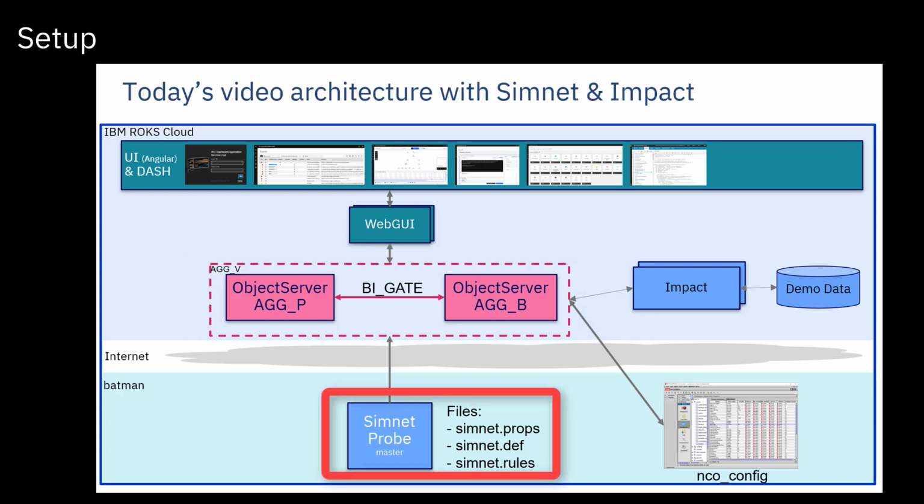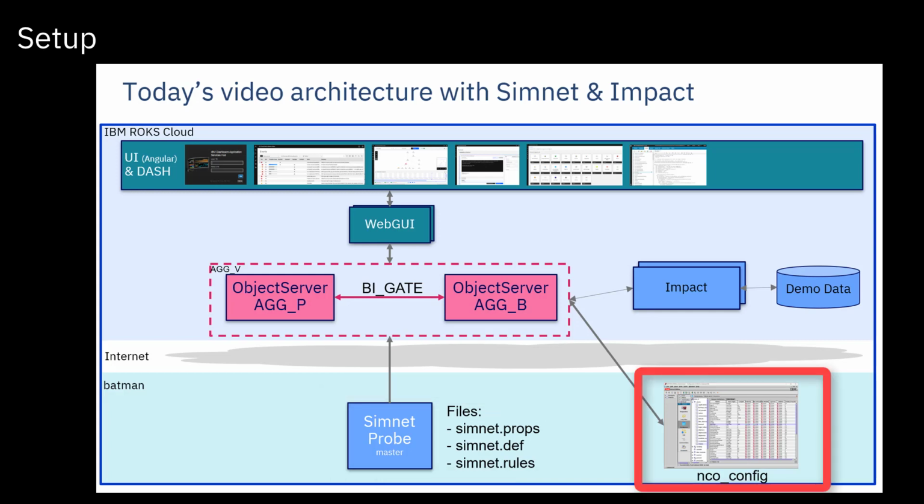On the lower part, Fred was so kind to use his own infrastructure to install what is called a probe. So this is also a probe installation. That's what has been done. And then configuration with the files props, def, and rules. With a separate installation of Netcool, there's also the piece on the lower right, NCO config, which is, let's say, an X interface, which connects directly and needs an X connection also to the object server in order to easily and graphically determine all the configuration that is needed.